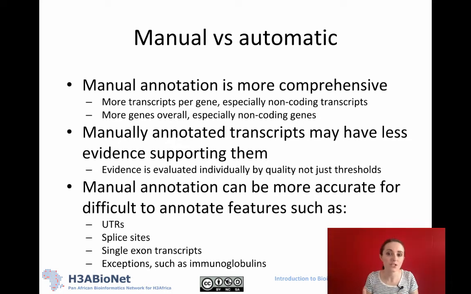The manual annotation can also be a lot more accurate for things that are very difficult to annotate. So things like untranslated regions, splice sites, and single exon transcripts are surprisingly difficult to annotate. And then there are things like the immunoglobulins, which of course are not complete genes, but bits of genes that undergo somatic recombination. These are very different to annotating many of the other genes.